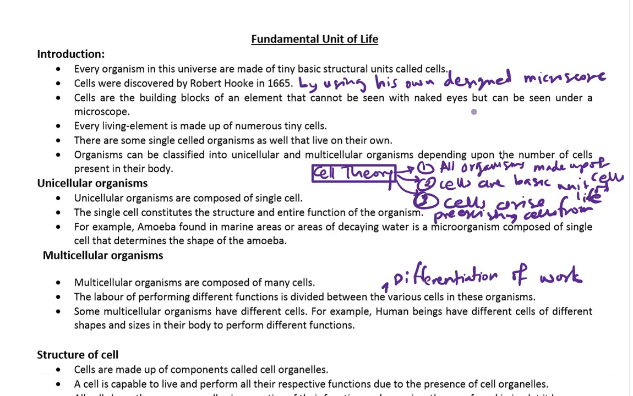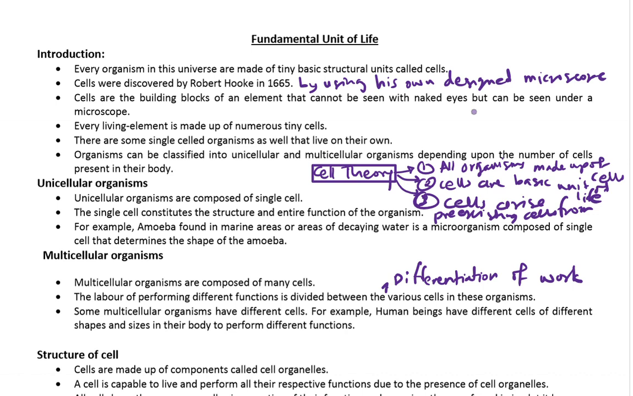Every living element is made up of numerous tiny cells. There are some single-cell organisms as well that live on their own. So organisms can be classified into two categories, unicellular and multicellular organisms, depending upon the number of cells present in their body.